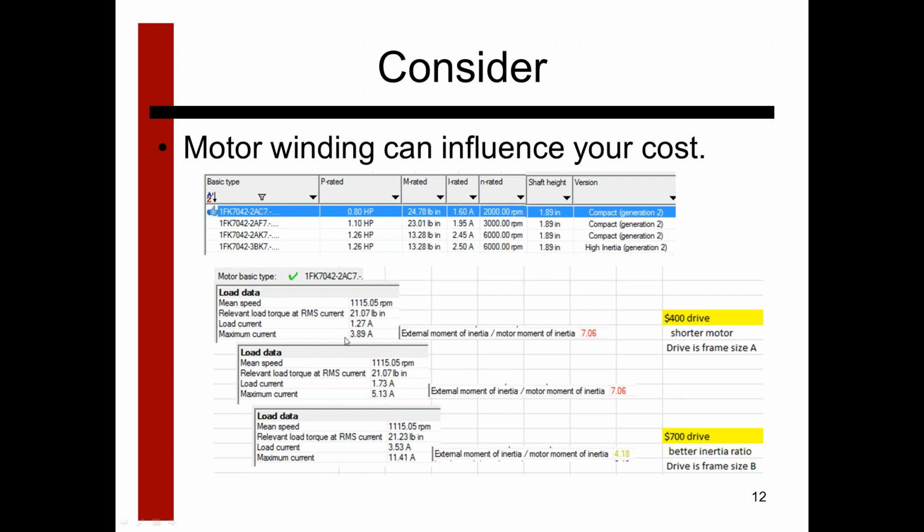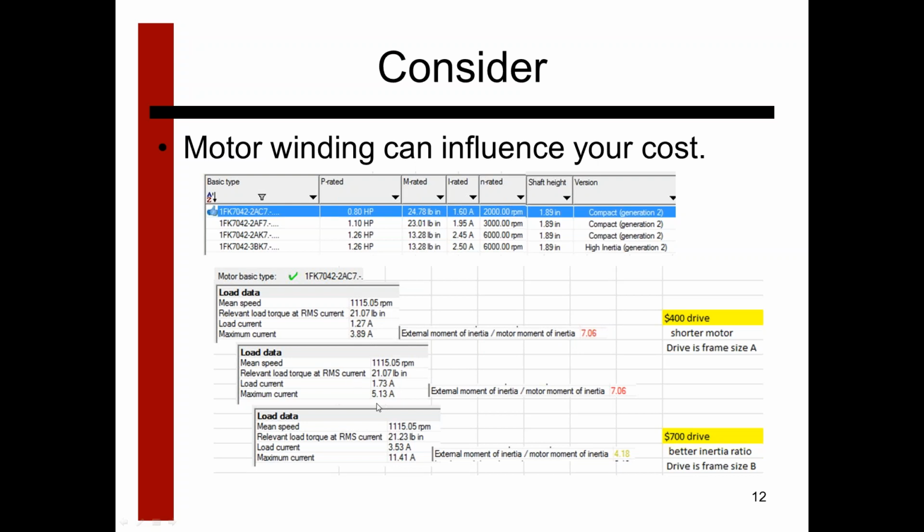And my first thought, I tend to always try to make the lower RPM motor fit the application because that's less current required. You'll notice right here in the load current and maximum current required for the application, 1.27 amps, 3.89 amps max. I happen to know on this application, my drive was capable of 4.4 amps peak. So I've got a good match here, but I got a 7-to-1 inertia ratio. So I'm going to consider the high inertia motor. Just at a glance, that was a 2,000 RPM motor.